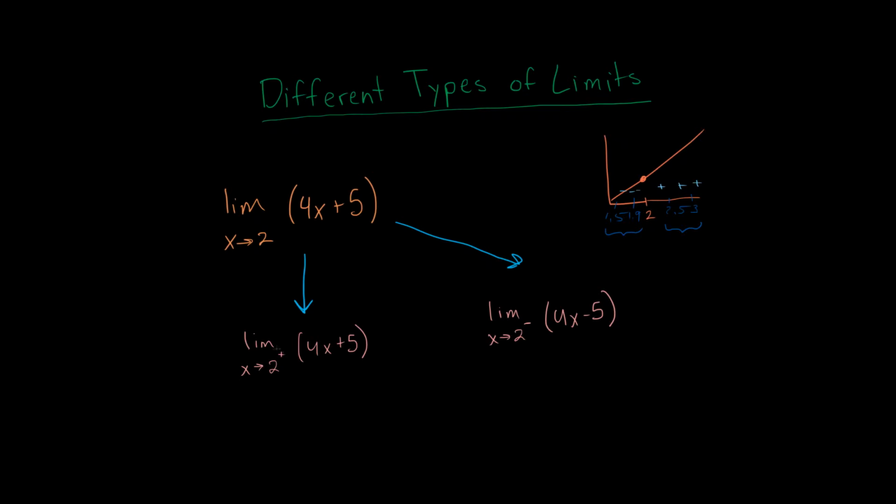So when I write this little plus sign right here, that just means I'm coming from the right to whatever number I want to find the limit at. And when I write this negative right here, that just means I'm going from the left to the number that I want to find the limit at. And only if this limit is equal to that limit can I write a statement like this.